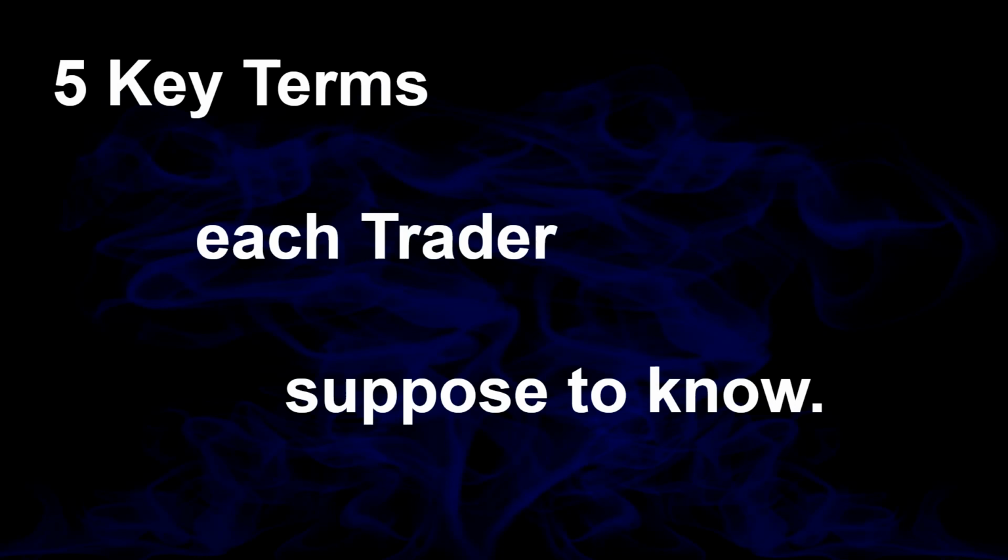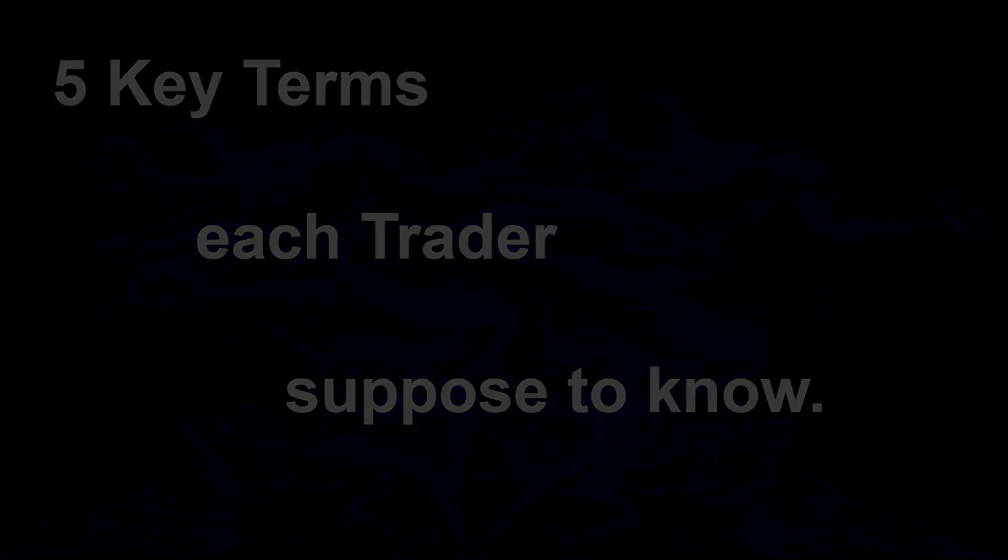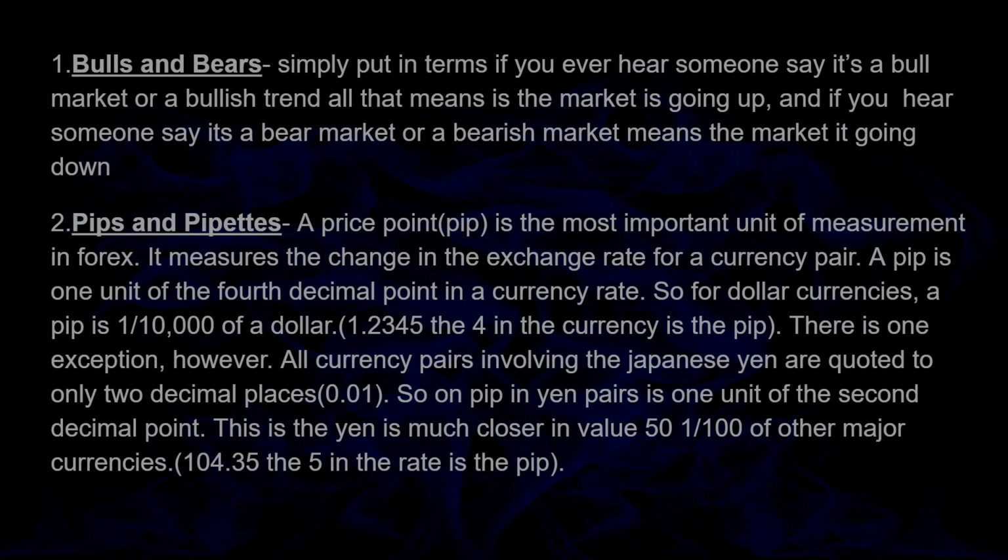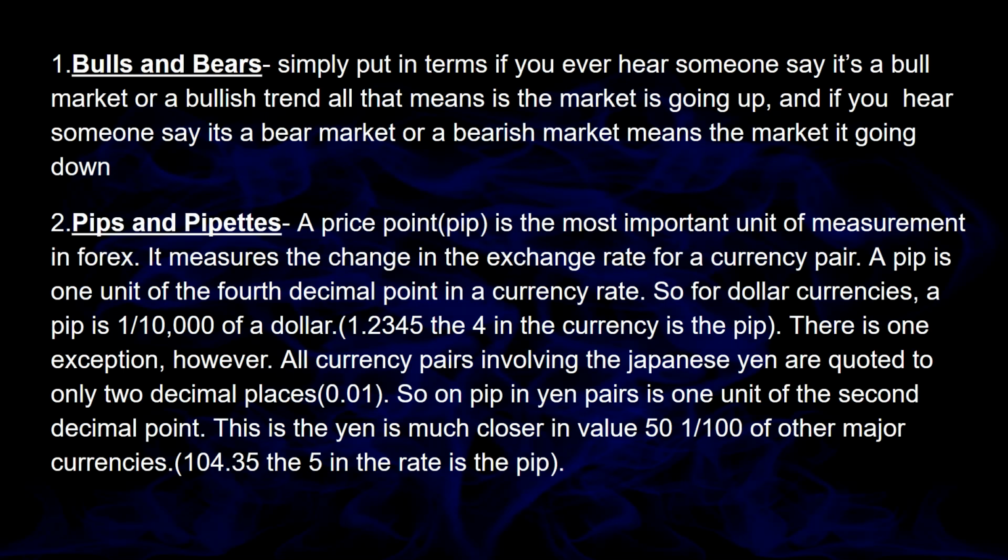So, the 5 key terms each trader is supposed to know. Number 1, bulls and bears. To put it simply, if you ever hear someone say it's a bull market or a bullish trend, all that means is the market is going up. And if you hear someone say it's a bear market or a bearish market, it means the market is going down. Pretty simple to understand.